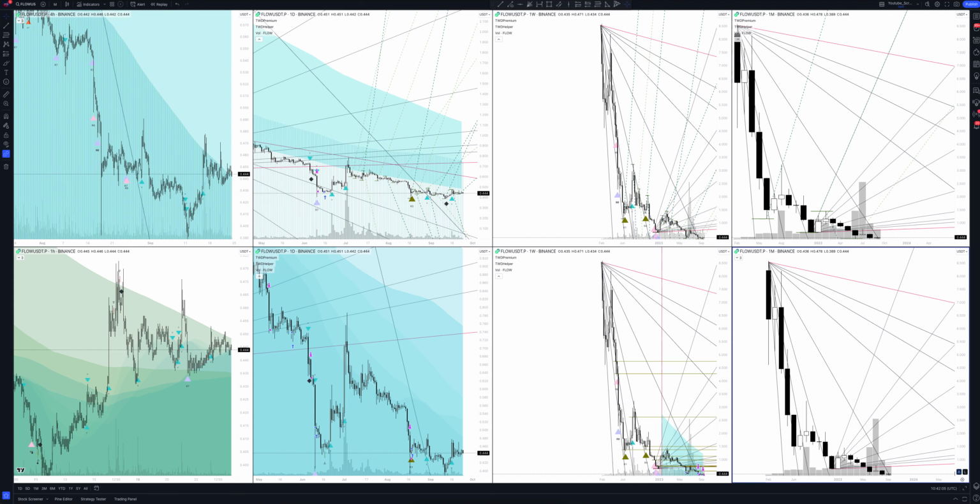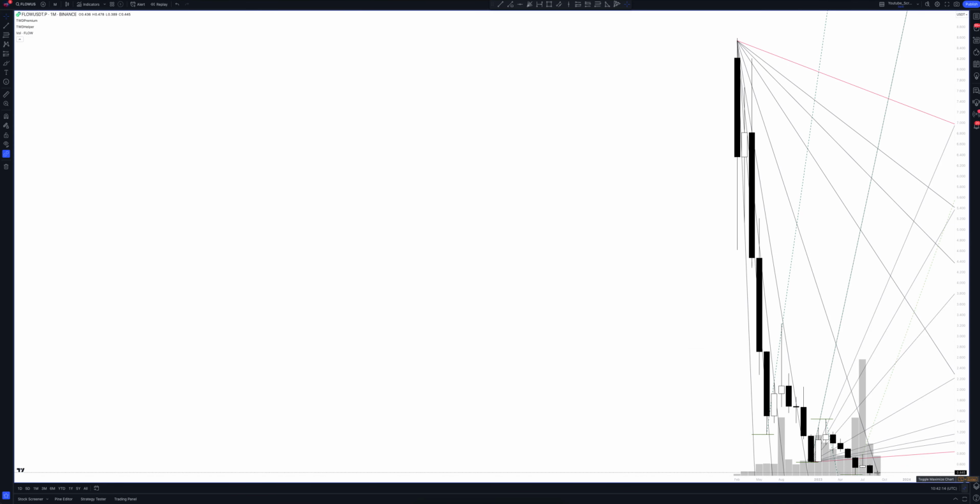Today we will take a look at Flow cryptocurrency. Let's analyze the market situation and find out how you can make money on it. Let's start. We always start our analysis from the global market.